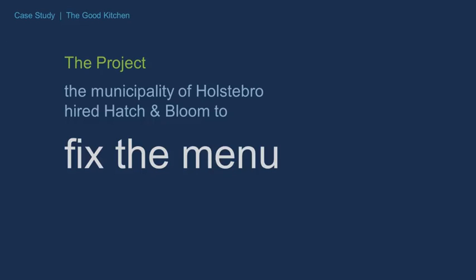Municipal leadership saw the project initially as straightforward. In order to get seniors to eat more, the current menu just needed improving. And they wanted Hatch and Bloom to ask elderly clients about their menu preferences. This is a great example of how too narrow a definition of the problem to be solved can drive a lot of innovation right out the window before you even get started.